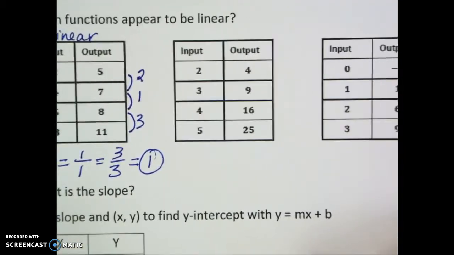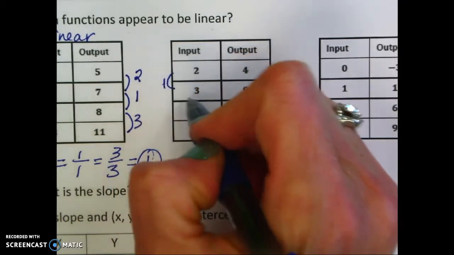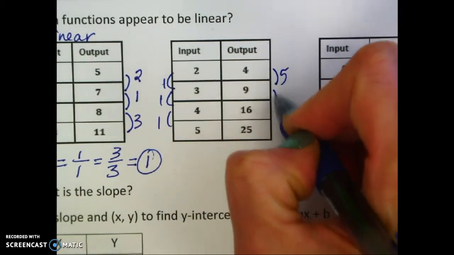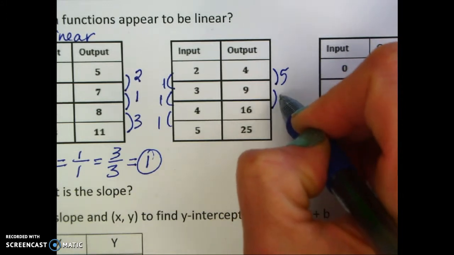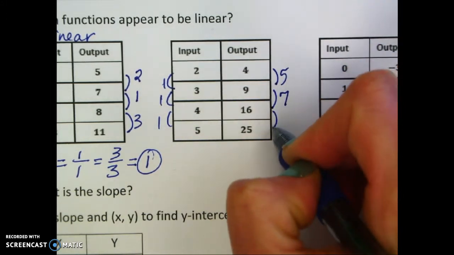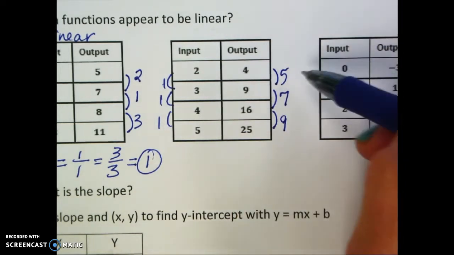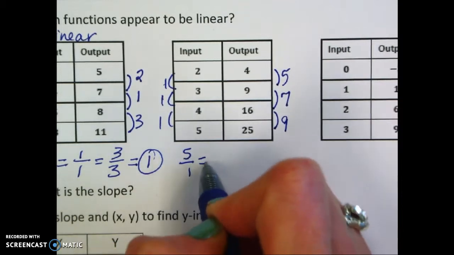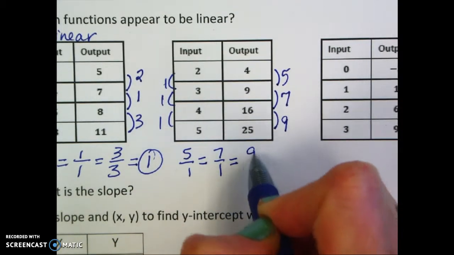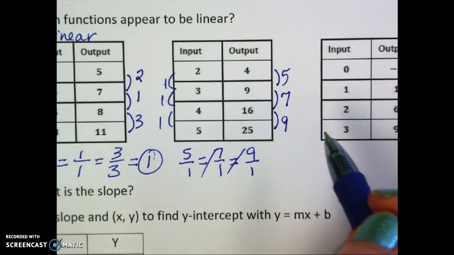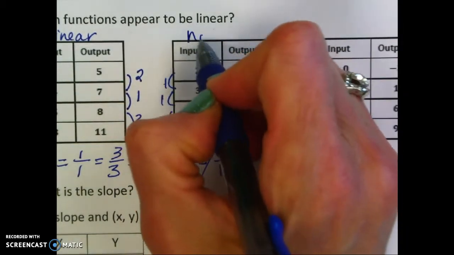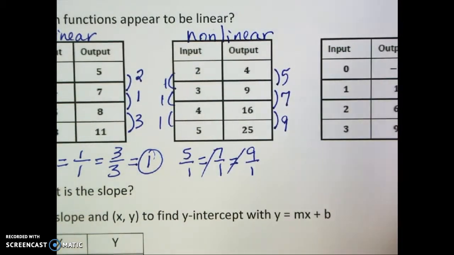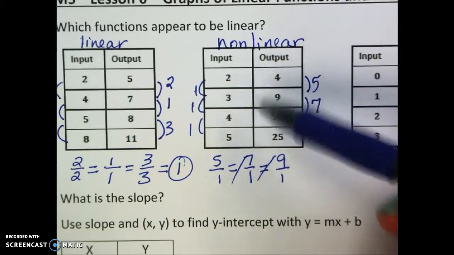Okay, looking at the second one, if we look at our changes, this side goes up by 1 every time. This side goes up by 5, and then up by 7, and then up by 9. So it looks like there's a pattern here, but it's not going to be the same. 5 divided by 1 is not the same as 7 divided by 1 or 9 divided by 1. These are not the same thing. So this is not going to be linear, non-linear. And coming up with the equation for this is going to be a little bit more difficult.